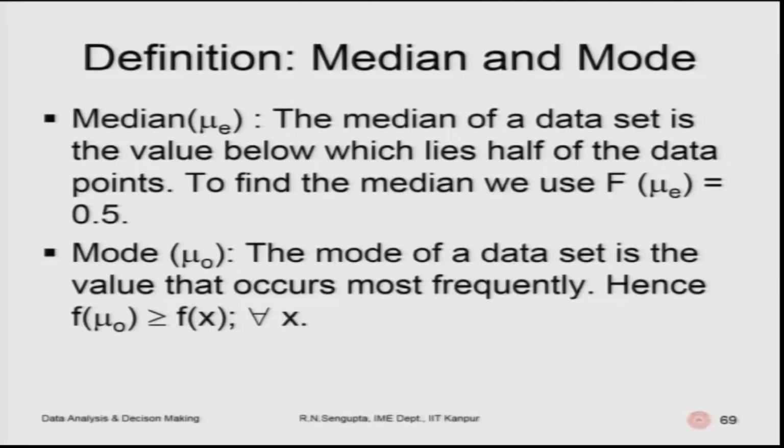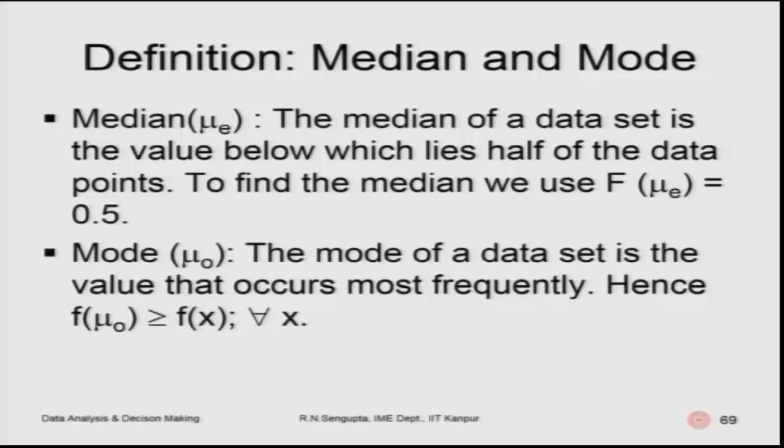Now, as I have been mentioning the median and the mode, even though I did not mention the mode many times, I did mention the median. So, I will give the definitions of the median and the mode. The median is denoted by mu suffix e, because when we discussed the mean value, it was given only by mu without any suffix. The median of our data set is the value below which lies half of the data points and above which lies the other half. That means you are dividing the overall data set, corresponding to the probability, into two equal halves.